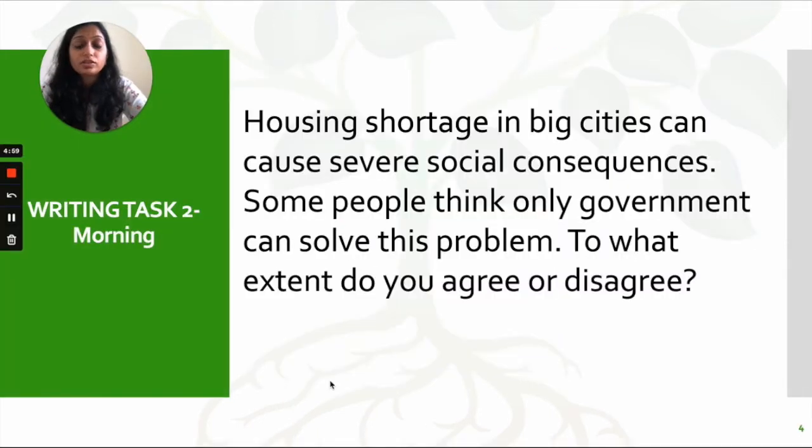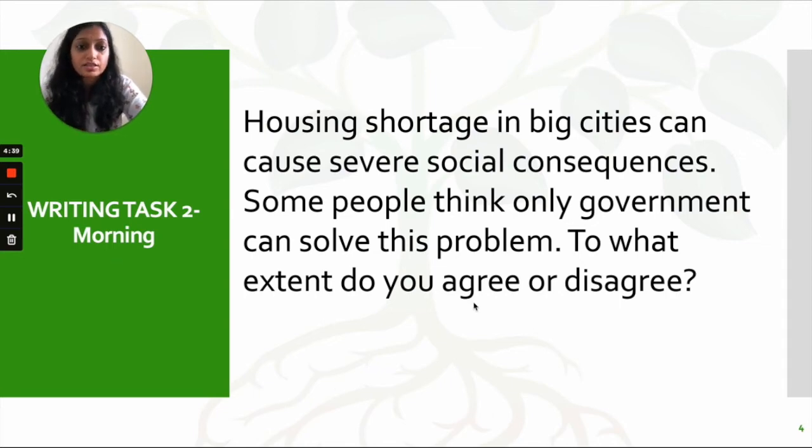This time, both task 2 questions had the same pattern. To what extent do you agree or disagree? Now, the first question says that housing shortage in big cities can cause severe social consequences. Some people think only government can solve this problem. To what extent do you agree or disagree?